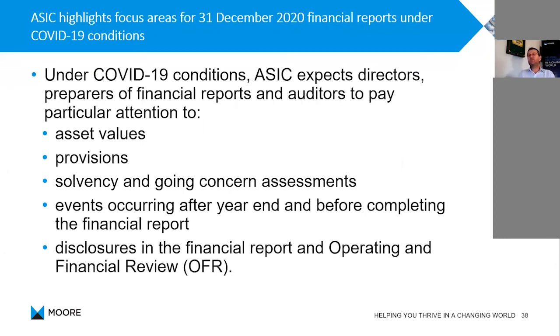And they're expecting directors and preparers of financial reports to pay particular attention to asset values, provisions, solvencies, etc. So I think, as we've all seen coming out of this COVID era, as the government money dries up, as the government support dries up, as directors are no longer given assistance around insolvent trading and other areas, there's going to be winners and losers, and there's going to be some people who are in severe financial distress, and they need to think about what those disclosures are going to be.